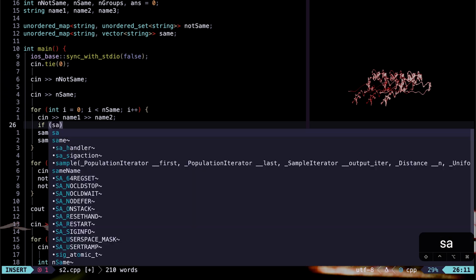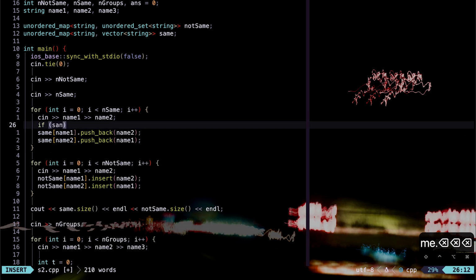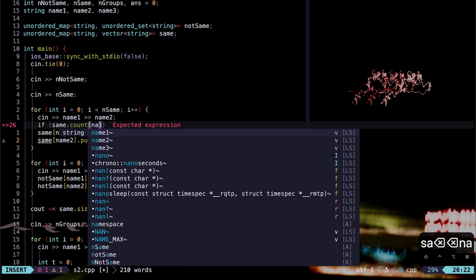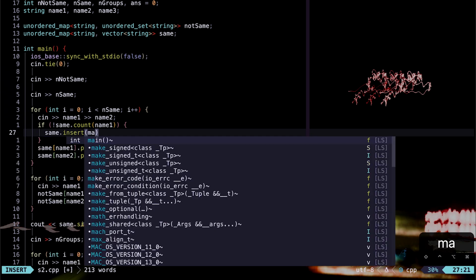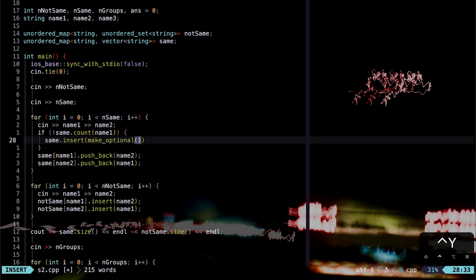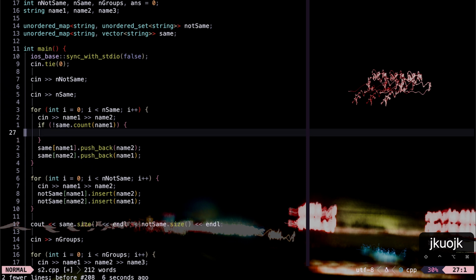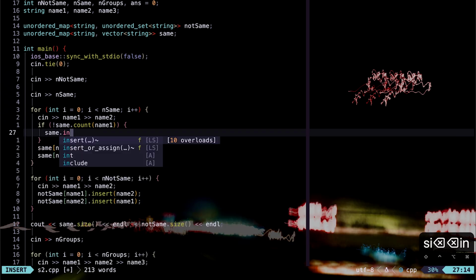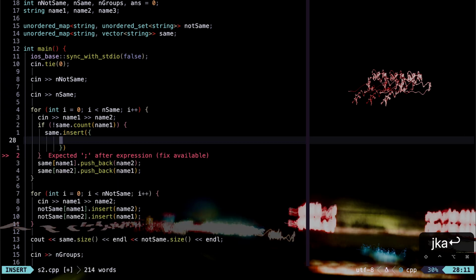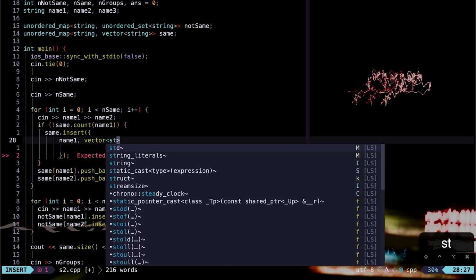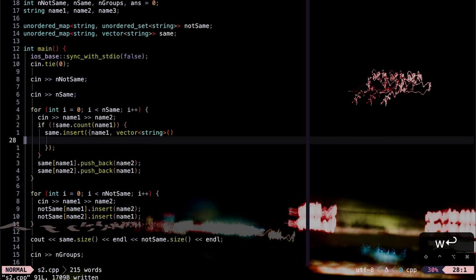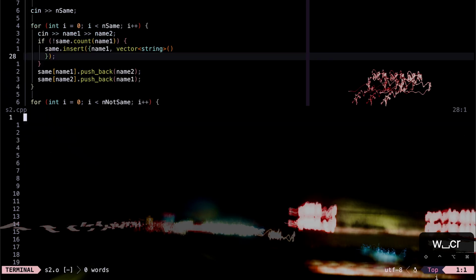What if same dot counts? Say if this doesn't exist, we say dot insert same. Let's see, insert a. Let's do this. Name 1 and then a, just a vector.